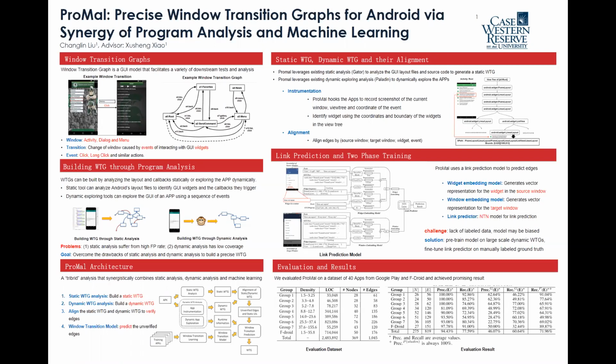First of all, let me introduce what is a window transition graph. A window transition graph, also called WTG, is a GUI model of an Android app, and it's capable of facilitating a variety of downstream tests and analysis. It's a directed graph with nodes being the windows of an app. The windows can be activities, dialogues, or menus, and directed edges are possible transitions between the windows. The transitions are caused by events, and events are users' interactions with the GUI widgets, like clicking a button.